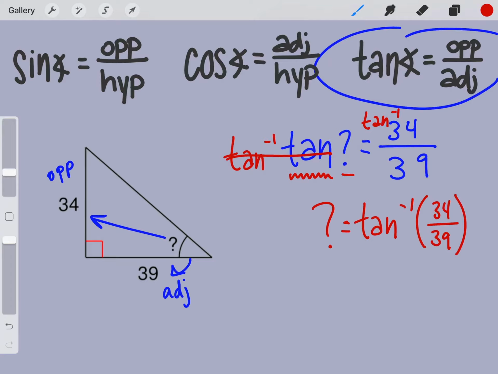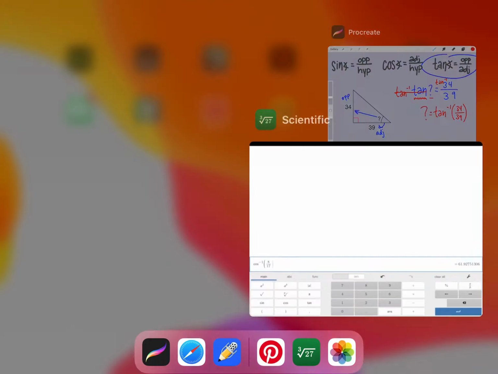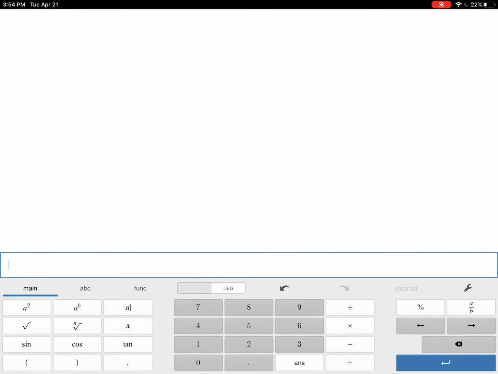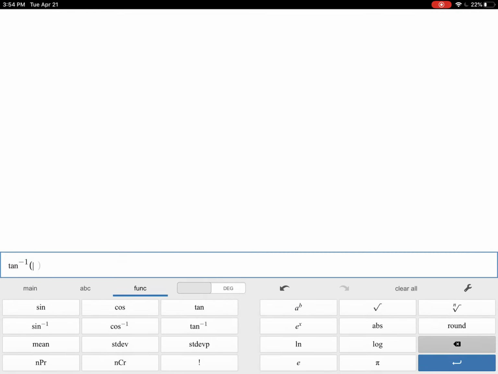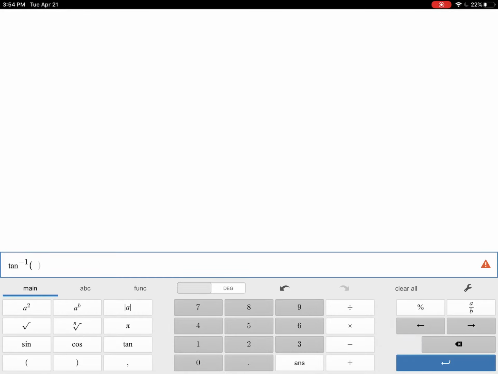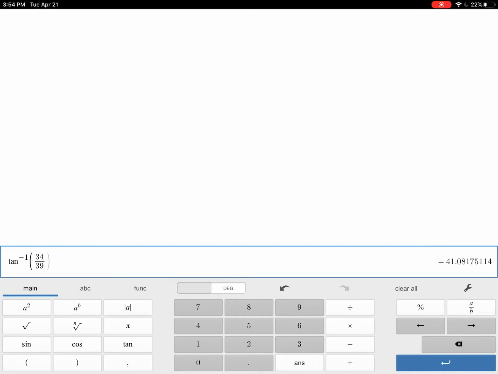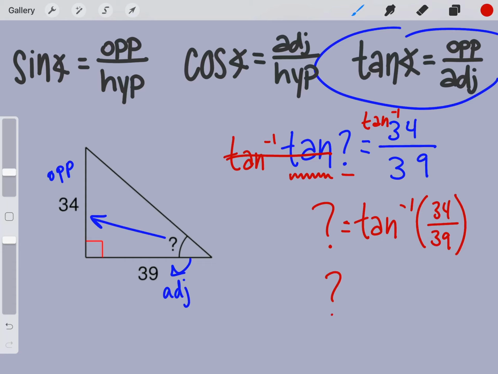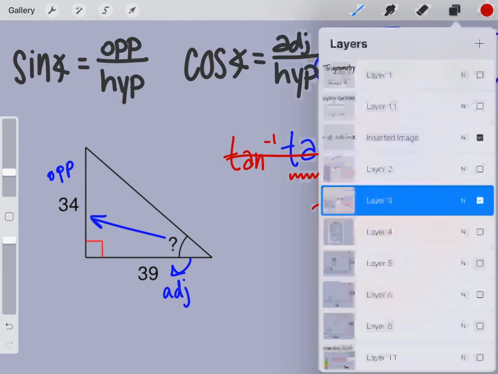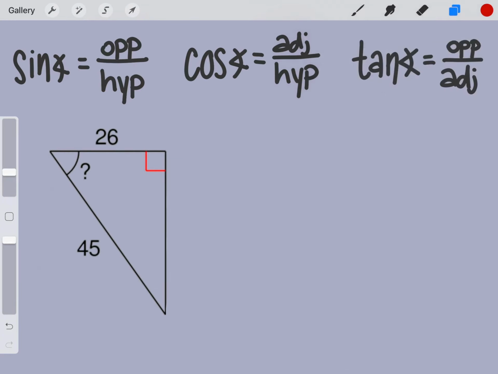And that's just a calculation we have to do on Desmos. So the inverse tangent of 34/39. Go to your function tab, inverse tangent, go back to your main tab, 34 divided by 39. And that gives you 41.081 and so on, rounded to the nearest tenth. That's 41.1 degrees. Question mark equals 41.1 degrees.